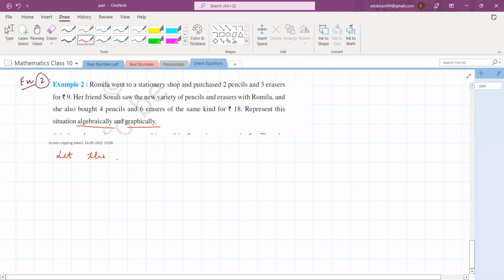Let the price of a pencil be rupees X, and let the price of an eraser be rupees Y. Clear?